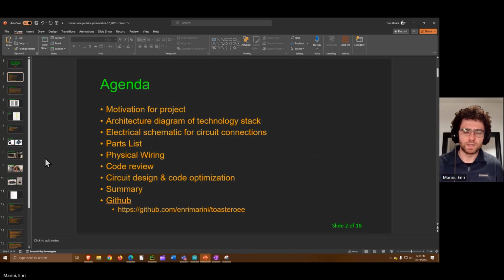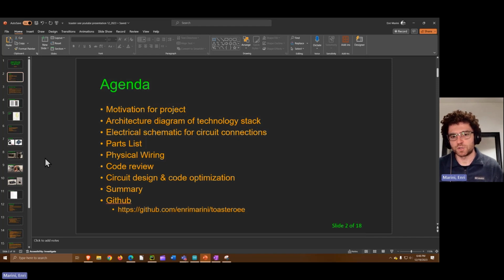In this project, we're going to cover some of the motivation for why, an architecture diagram just to let you know where each of the bits of technology fit in play. I'll show you an electrical schematic for the circuit connections, and I'll explain some of the electronic theory and design that went into how it was designed. I'll have a full parts list breakdown, as well as a physical wiring diagram showing you how I physically wired it, in addition to the software schematic that you'll see.